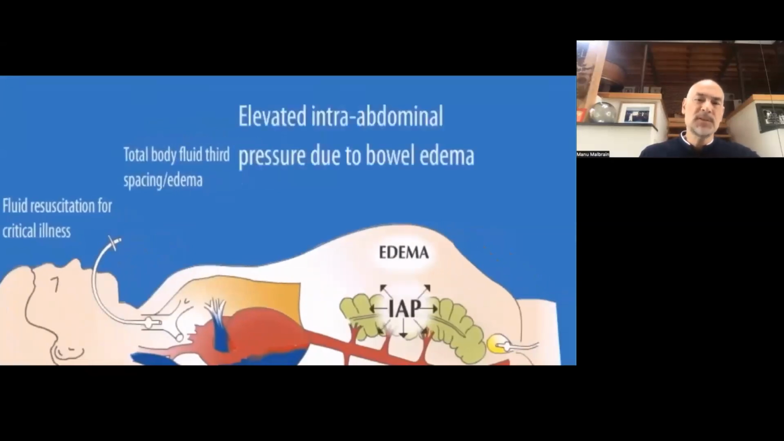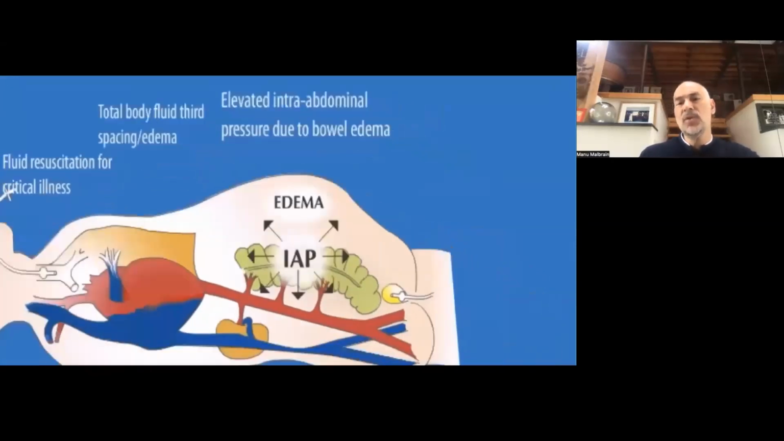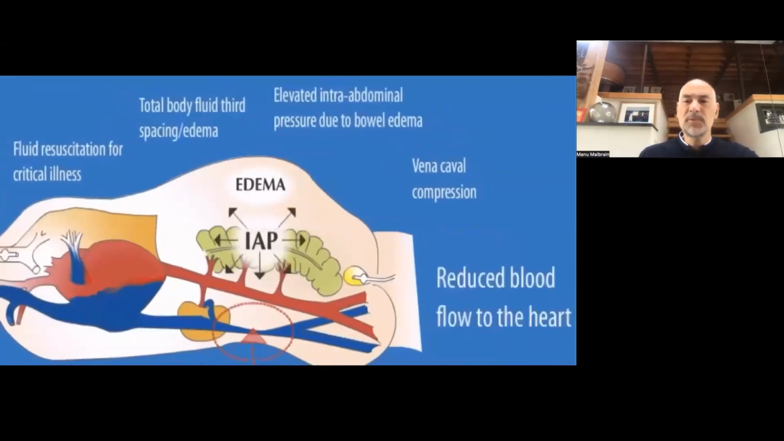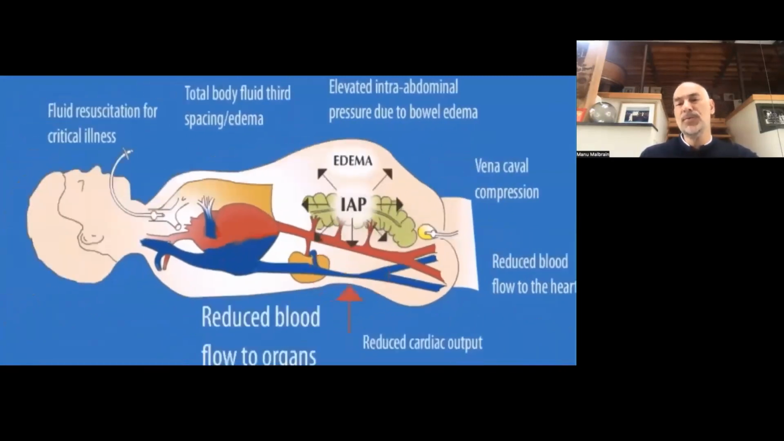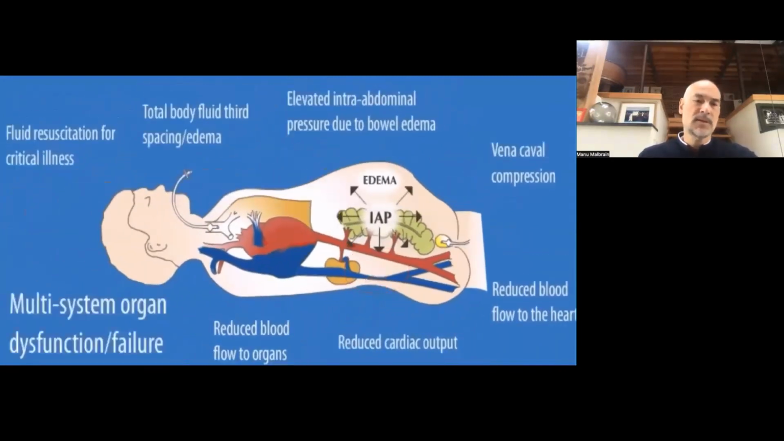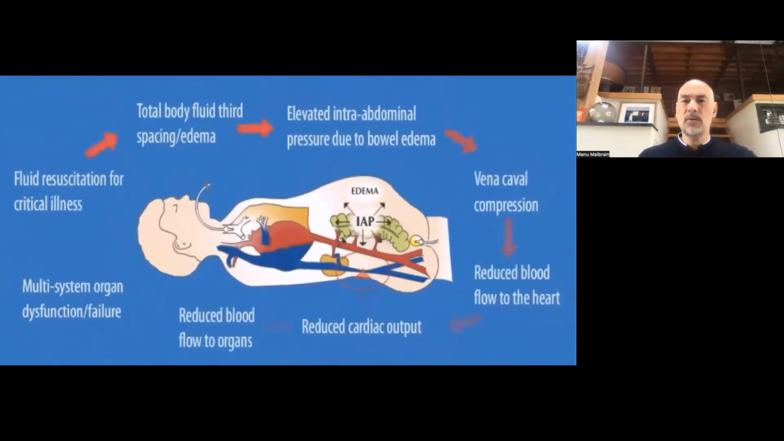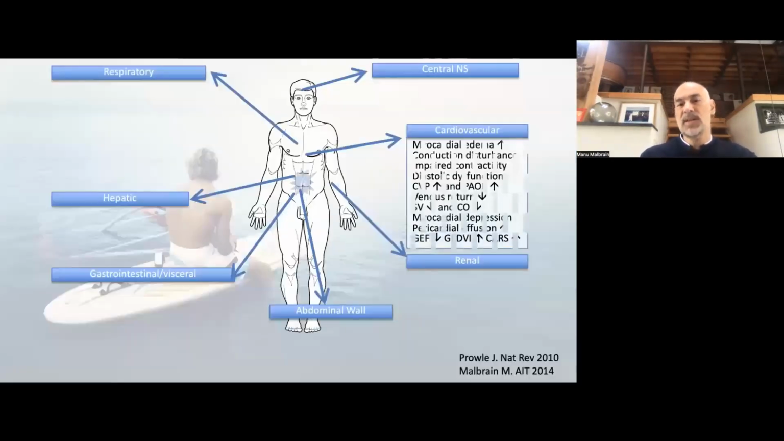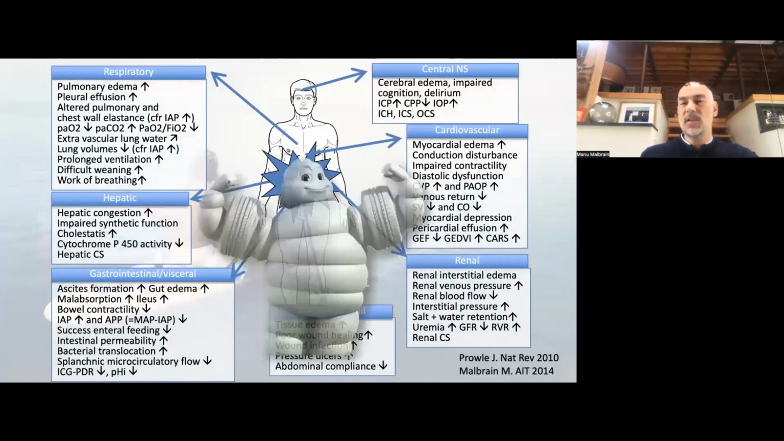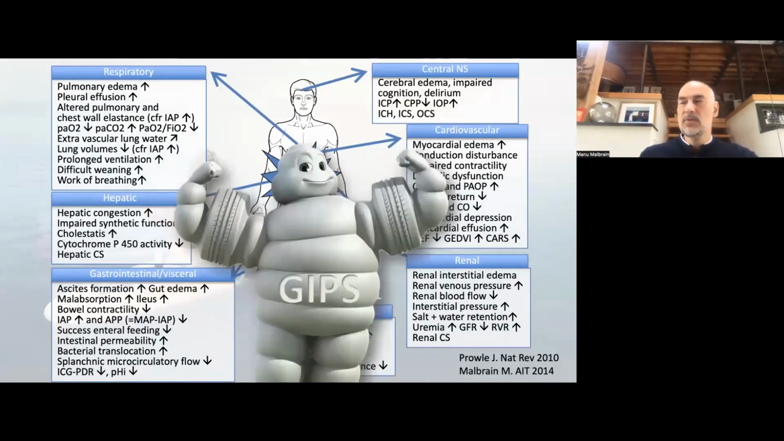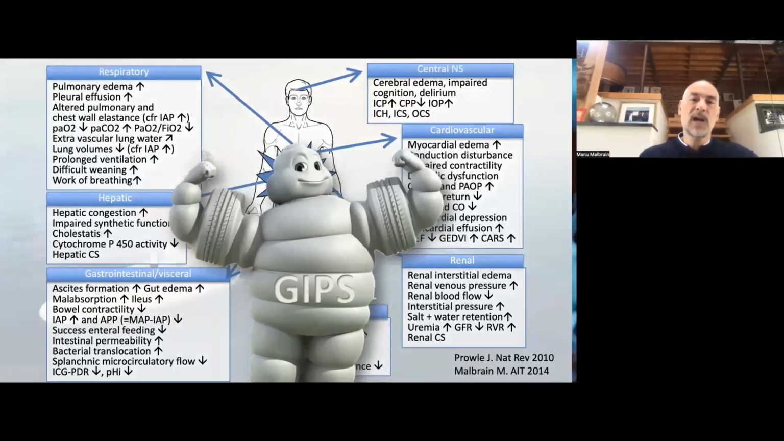Because if we give fluids, there will be second, third space fluid accumulation, edema in the abdomen, there will be ileus, abdominal pressure will increase, vena cava will be compressed, reduced blood return to the heart, reduced cardiac output, reduced flow to the organs, and multisystem organ failure may occur, leading to a kind of vicious cycle. So the fluids that we see accumulating on the outside of the patient, like the Michelin Man, mirror the fluids accumulated on the inside at each and every organ. And this will lead to organ dysfunction, mainly also because of venous congestion and increased backward pressures.